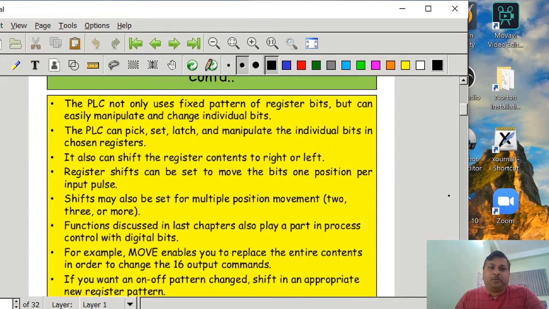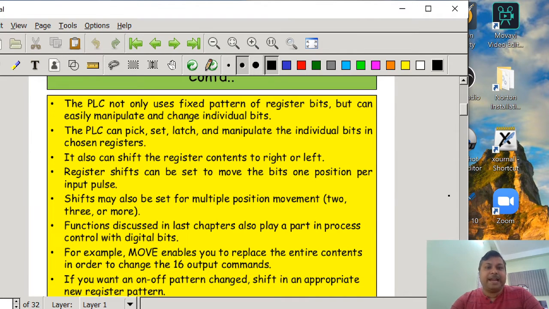So PLC not only uses fixed pattern of register bits, but can easily manipulate and change the individual bits. So how can it be done? A PLC can pick, set, latch and manipulate the individual bits in the chosen register. So you have a 16-bit register and each of the bits you can set, you can latch and you can manipulate. It also can shift register contents to right or left. Means to reload the data, you can shift the content of the registers in the direction of right or left.